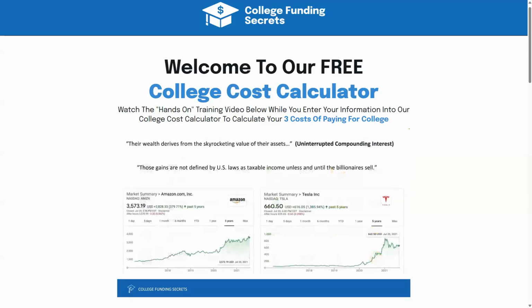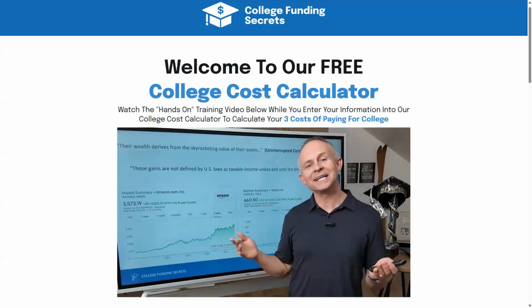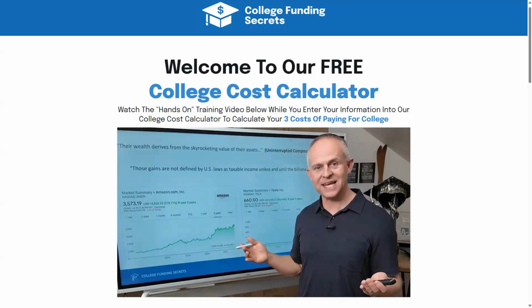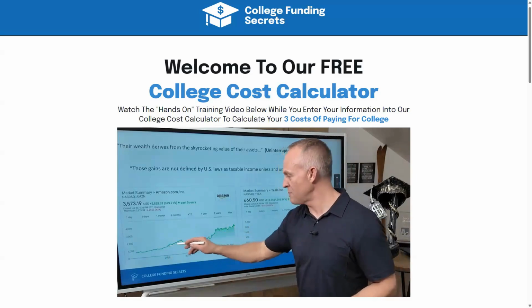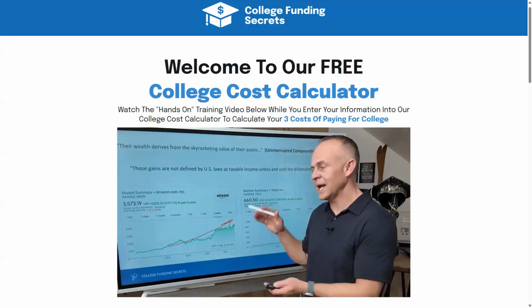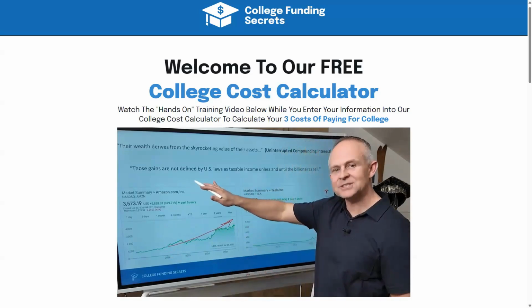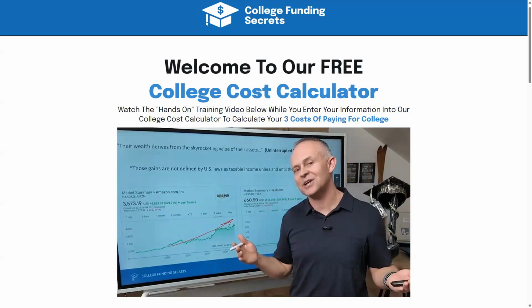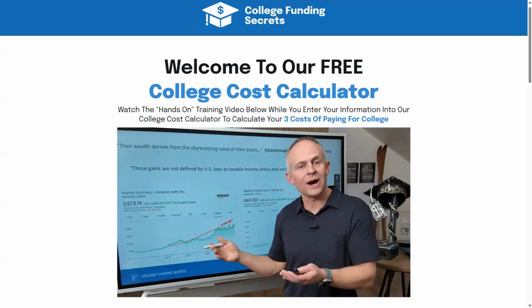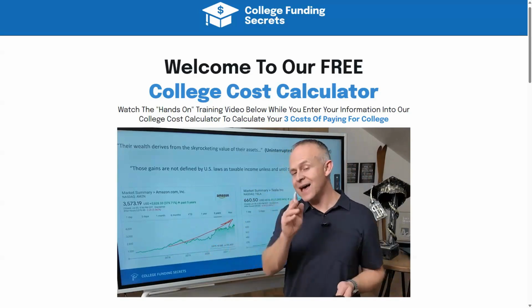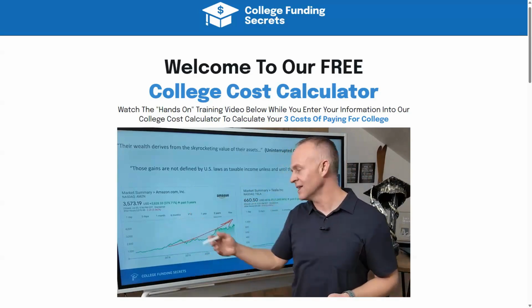Now, in this article, it talks about how their wealth derives from the skyrocketing value of their assets, which is what I call uninterrupted compounding interest. For example, Jeff Bezos, his wealth goes up when Amazon stock goes up. Okay? And those gains are not defined by US tax laws as taxable or as income unless or until they sell.